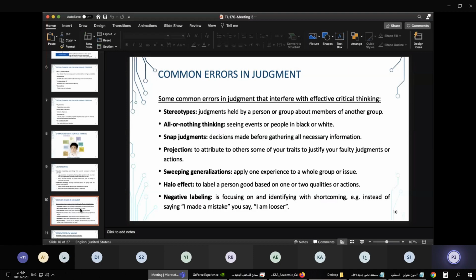Okay, we go to common errors in judgment. There are some common errors in judgment that interfere with effective critical thinking. We already talked about them previously. One of these errors is stereotypes, which are judgments held by a person or group about members of another group. Can anyone give an example of a stereotype? I assume most of you know about stereotypes. It's like racism, about some race. Unfortunately, it is a common error in the media also.